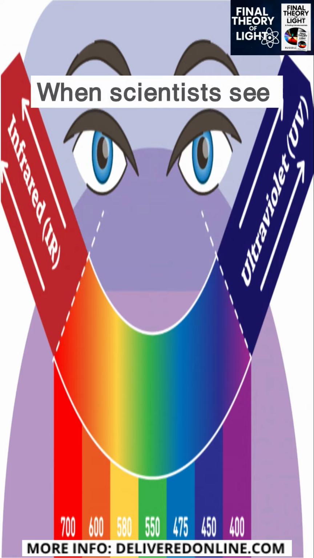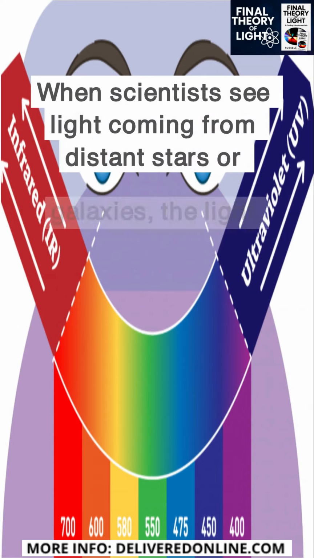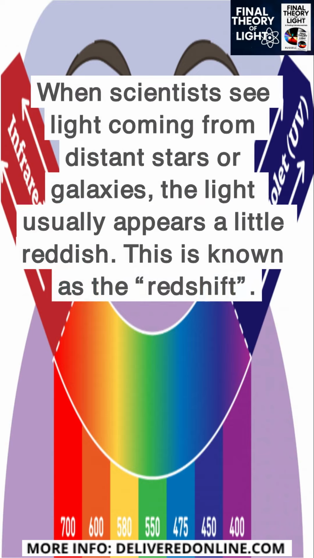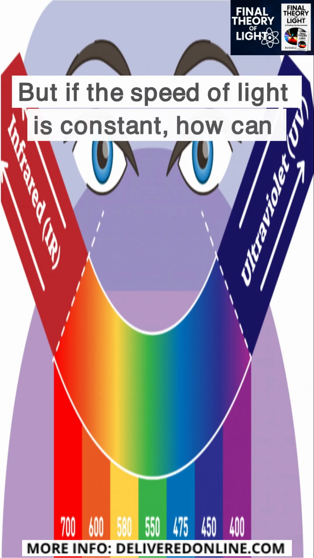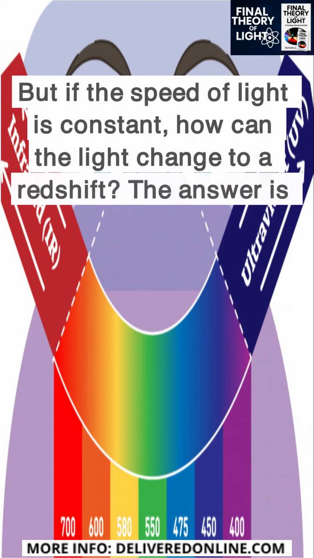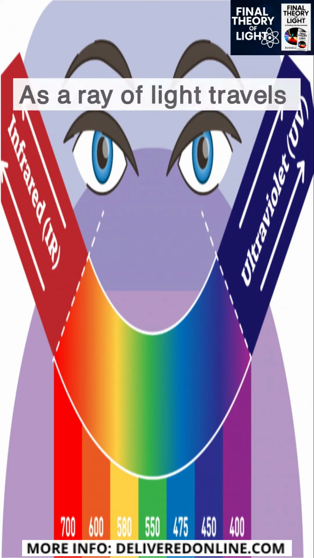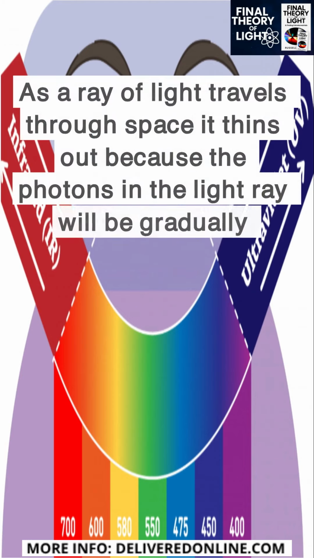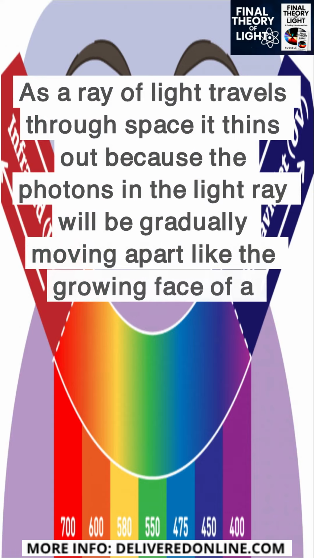When scientists see light coming from distant stars or galaxies, the light usually appears a little reddish. This is known as the redshift. But if the speed of light is constant, how can the light change to a redshift? The answer is simple. As a ray of light travels through space, it thins out because the photons in the light ray will be gradually moving apart like the growing face of a cone.